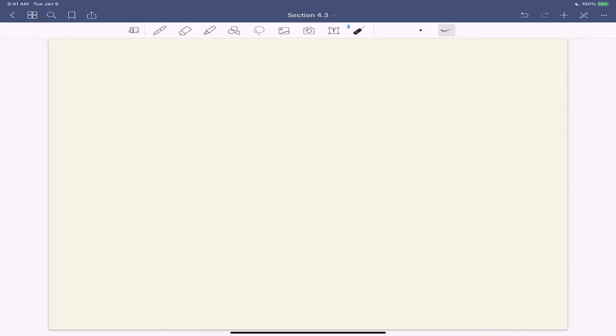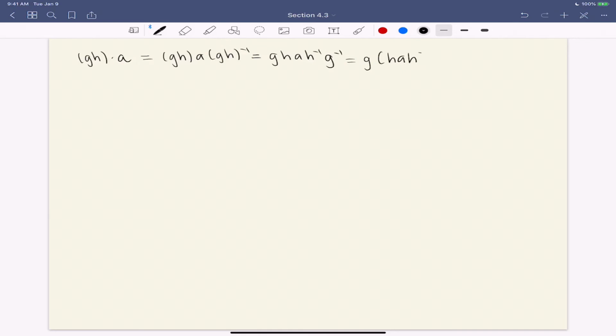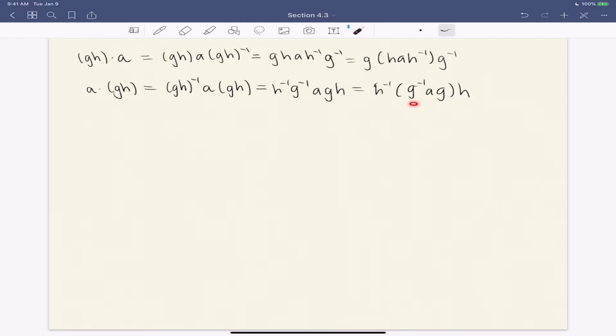And why is that? Well, it's because of how it has to work when you compose your actions. If you have gh acting on a on the left, with the action that I gave before, that's gh a (gh) inverse, and that's gh a h inverse g inverse. You see that this is h acting first and then g. So it has to be a left action so that h acts first and then g acts on that. Whereas if I do the other action, this one was (gh) inverse a gh, if I expand it out, I get h inverse g inverse a gh, and now it's g that acts first.